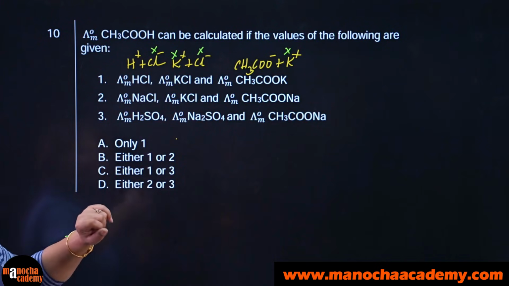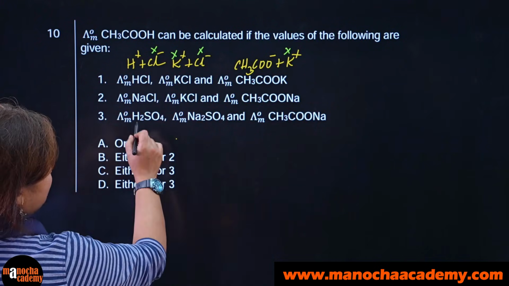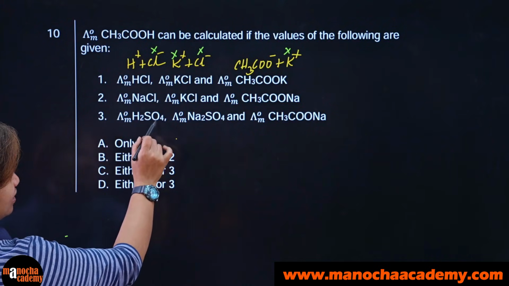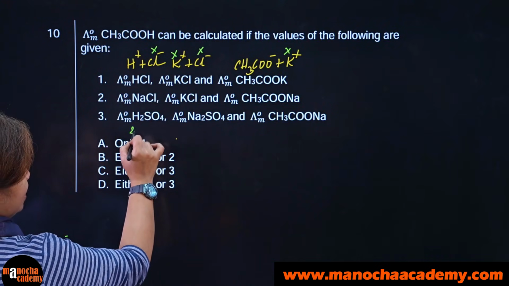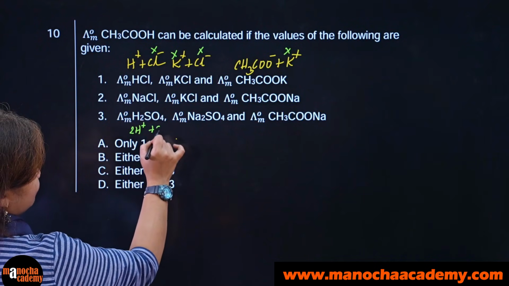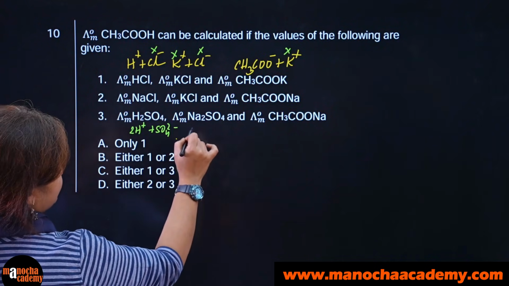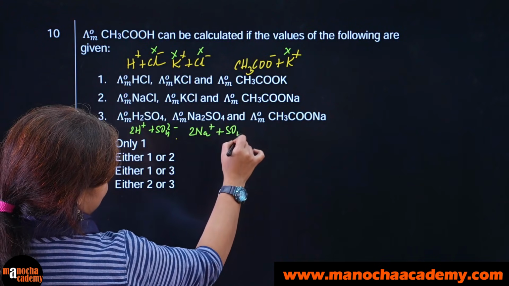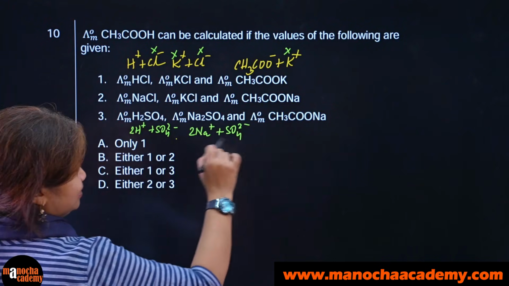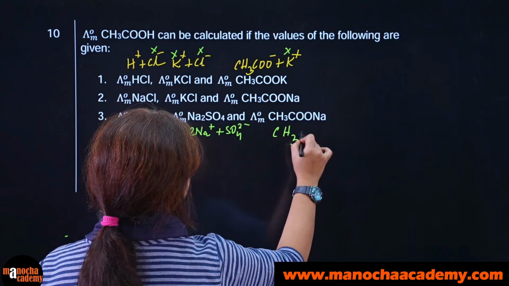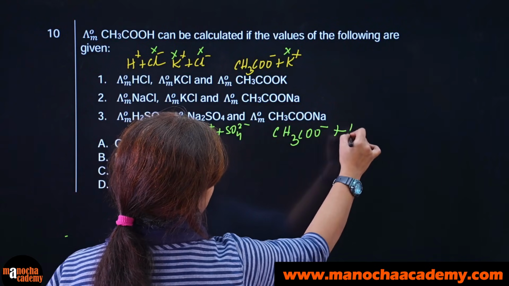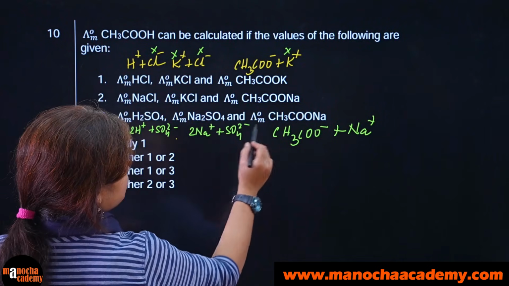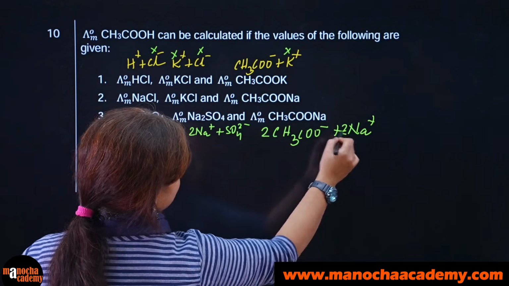1 or 3, we'll check 1. 3 is sulfuric acid and sulfate. Okay, this one we check. From here let us see. Here you have 2H plus. Here you have sulfate. Here you have 2Na plus. Here also we have sulfate. Okay. Here we have CH3COO minus plus Na plus. That doesn't matter. Here you have 2H plus. So we can make this also 2.